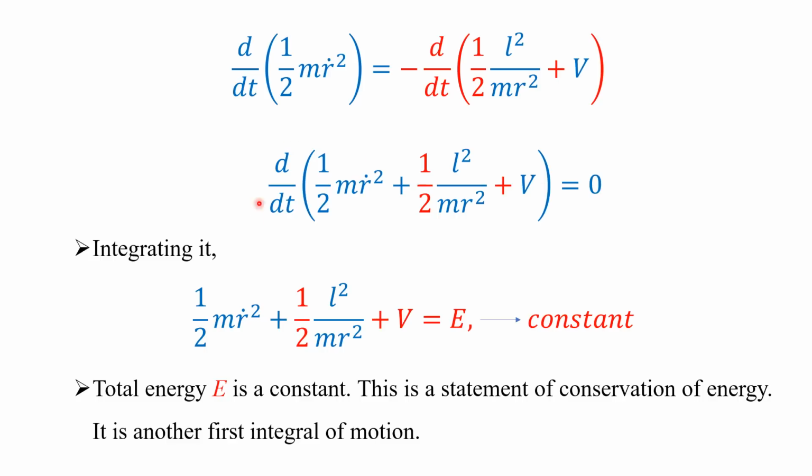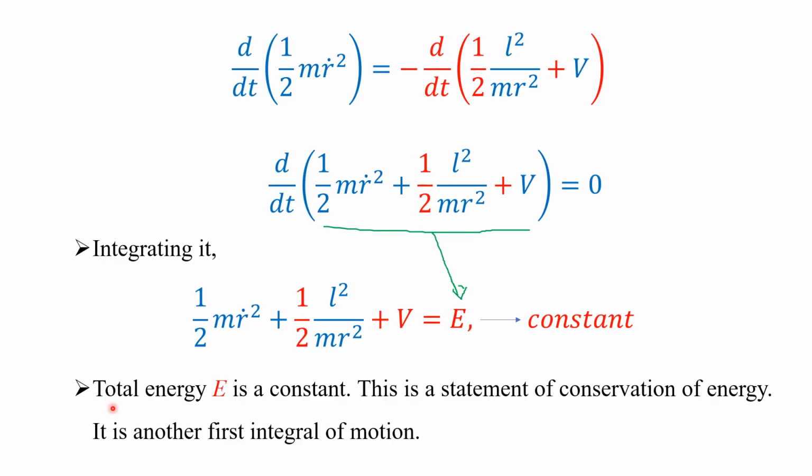So if you integrate it, that is the first integral, you will get the terms inside the bracket. These three terms you will get, which is equal to a constant e. That's what I have given here. So this is the first integral. If you integrate it, half m r dot squared plus half L squared over m r squared plus v is equal to e, which is a constant.